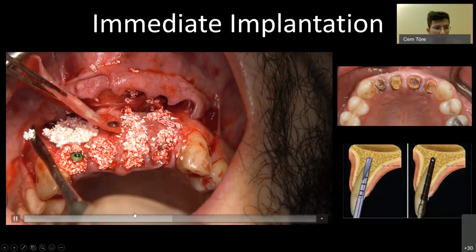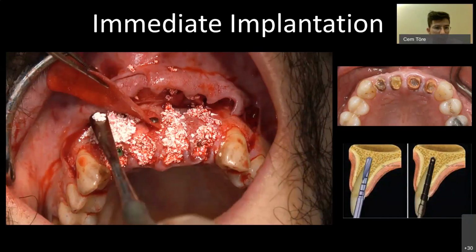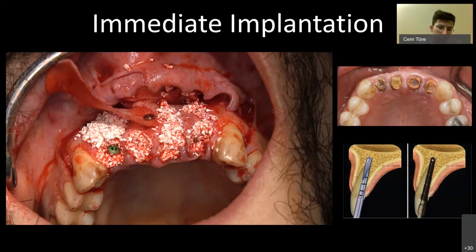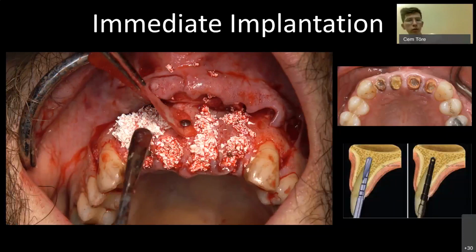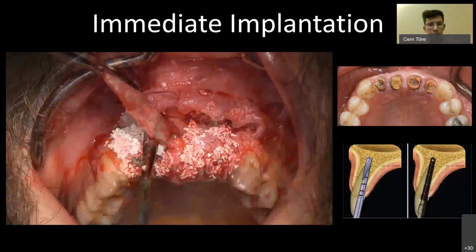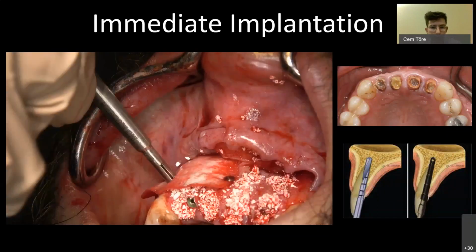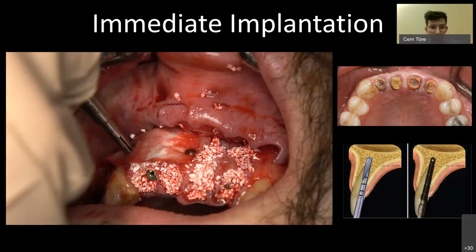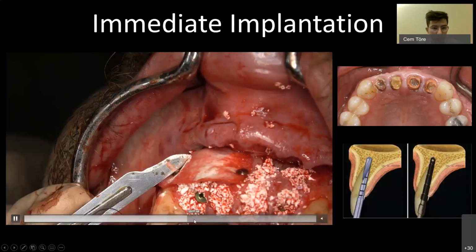And to close the defect there, we are basically doing a mini lateral augmentation here, without autogenous bone, of course. We just want to contour the bone in that area and to close the defect. We are using pins to stabilize and immobilize the graft and the membrane, which is essential for healing of the graft.